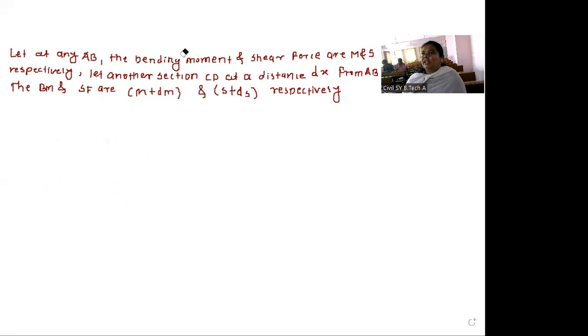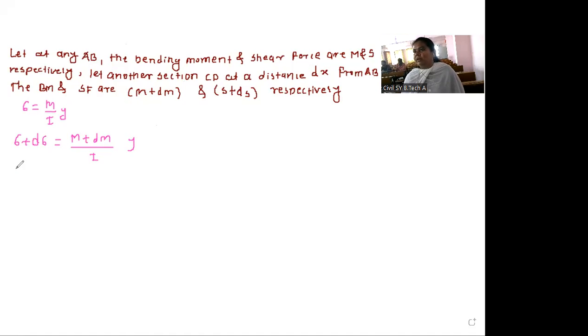Okay. So already you know the bending stress equation, sigma, which is equal to M by I into Y. Now we will write it for the second CD portion. Sigma plus d sigma is equal to M plus dM divided by I into Y. So that much bending stress will be generated in the AB portion and that much bending stress will be generated in the CD portion.